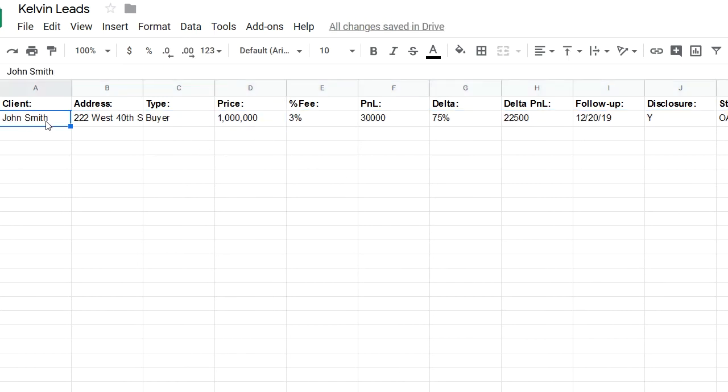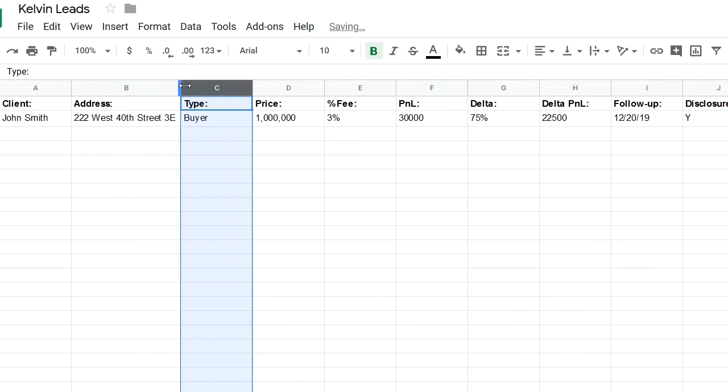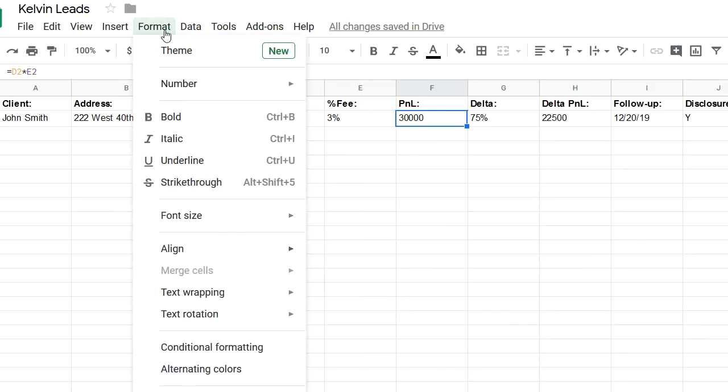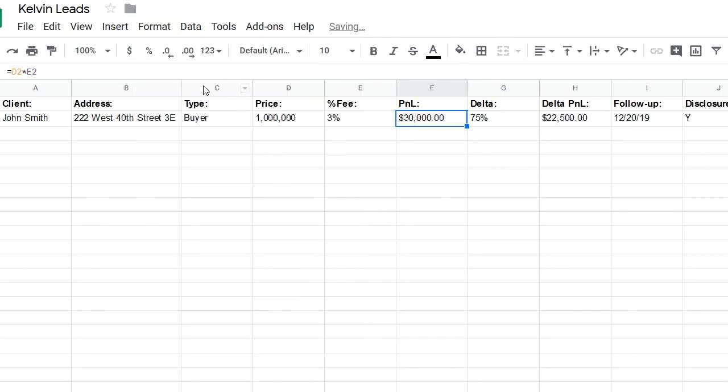So in this example here, we have the client's name, we have the address. You can always press F2 on your keyboard to see what's in the box. You can of course play around with the sizes, whatever it is to your preference. The buyer, it's $1 million, 3% is the co-broke to us as the buyer's agent, and then you can format these as well. Up here, reduce the decimal places, you can do that here as well. And then so this is the commission due to us.